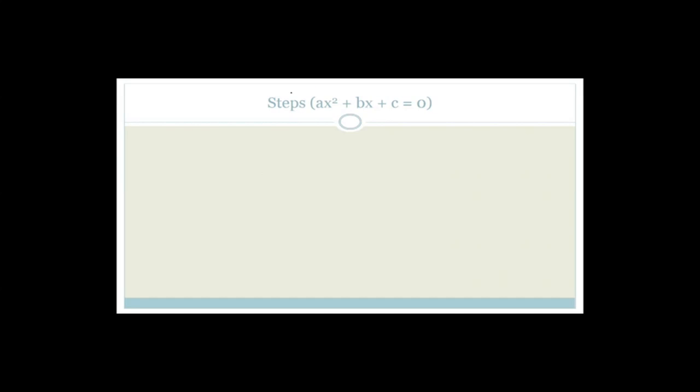So there are basic steps. This is a trinomial or quadratic equation: ax squared plus bx plus c. The first step is we need to divide all the terms by the coefficient of x squared. We've got ax squared plus bx plus c equals naught. We don't like any coefficient of x squared if it's not 1, so we're going to divide all of it by a to get rid of the coefficient. So that cancels, and we're left with x squared plus bx plus c over a equals naught, right?